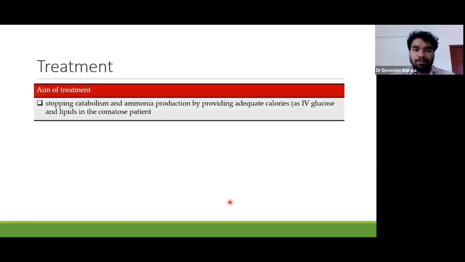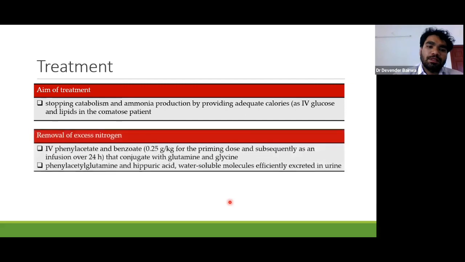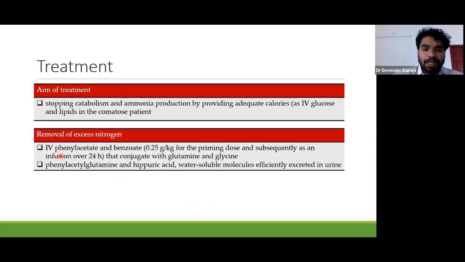Treatment. The aim of treatment is basically stopping catabolism and ammonia production by providing adequate calories. So these patients are given IV glucose and lipids in the comatose patients. Then excess nitrogen has to be removed. So IV phenylacetate and benzoate can be given, 0.25 gram per kg priming dose and subsequently as an infusion over 24 hours. Basically, this IV phenylacetate and benzoate will conjugate with glutamine and glycine, and they will form phenylacetylglutamine and hippuric acid, and both these substances are water soluble molecules which can be effectively excreted in the urine.